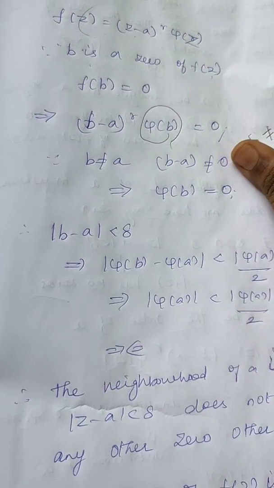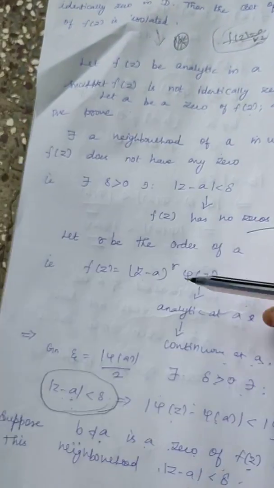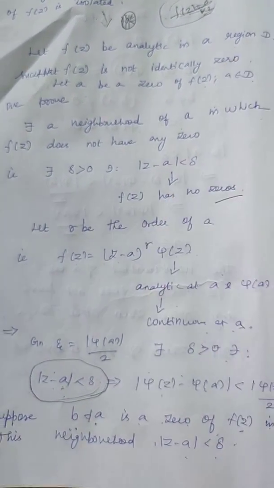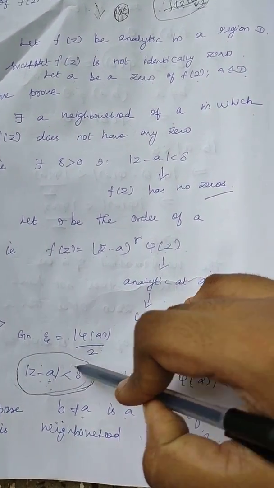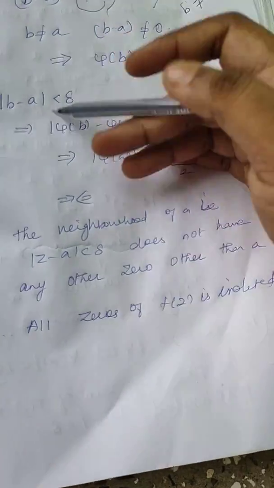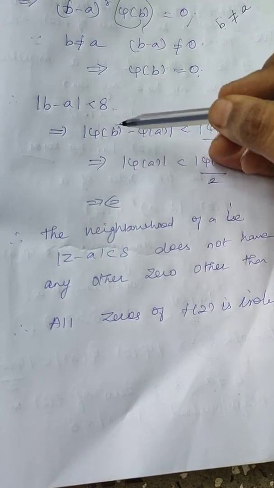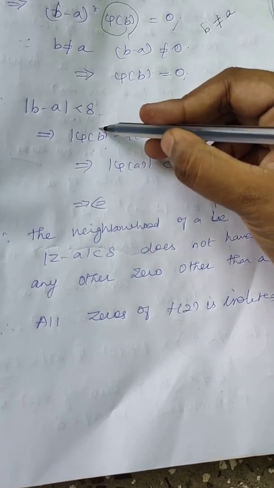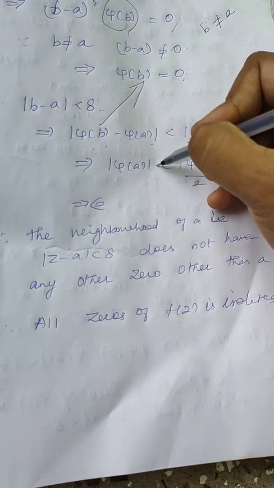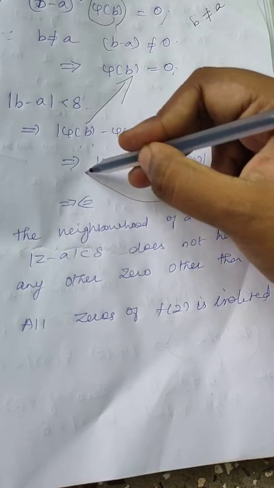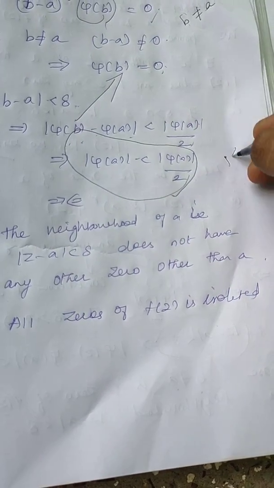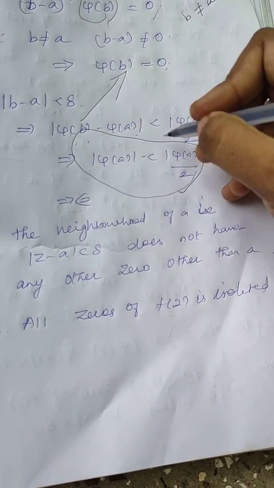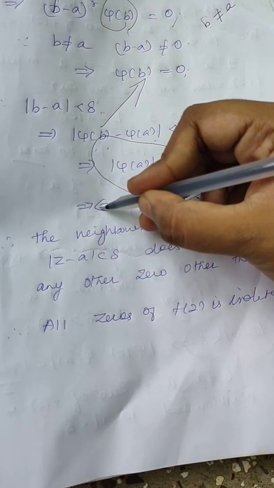So this is true for all z such that mod z minus a is less than delta. It's because my b is in this neighborhood. This is true for b also. Therefore, mod b minus a less than delta implies mod phi of b minus phi of a is less than mod phi of a divided by 2. Since phi of b is equal to 0, mod phi of a is less than mod phi of a by 2. Is this true? Is 1 less than 1 by 2? No. It's not true, right? Which means this is also not true. Therefore, this is a contradiction.